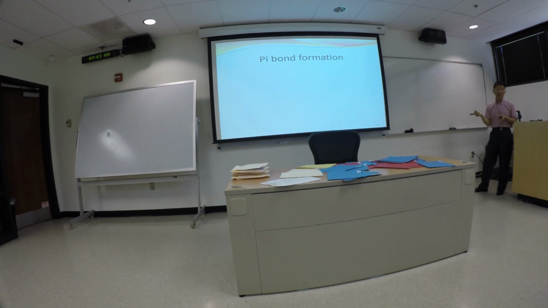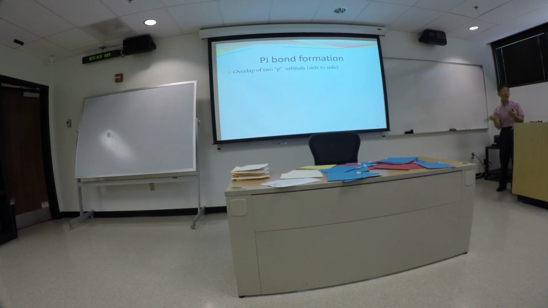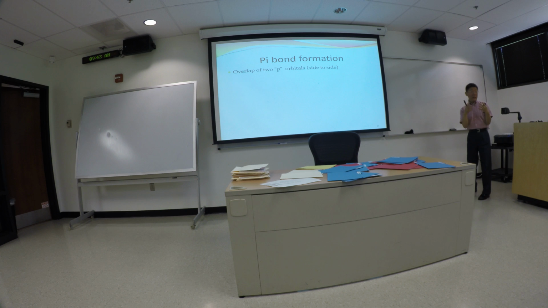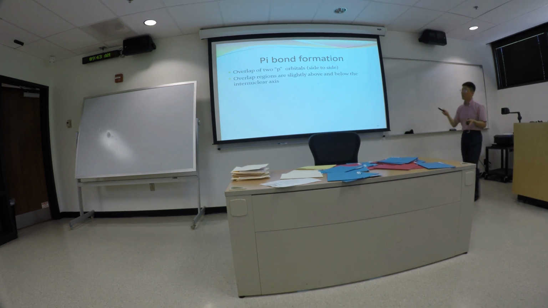Now, the other type of overlapping is what we call the pi bond formation. The pi bond formation is where two p orbitals, or in that case, the unhybridized p orbitals, overlap side by side. We will introduce orbital hybridization in just a little bit. So in this case, we say that the overlapping region is slightly above and below the bond axis.